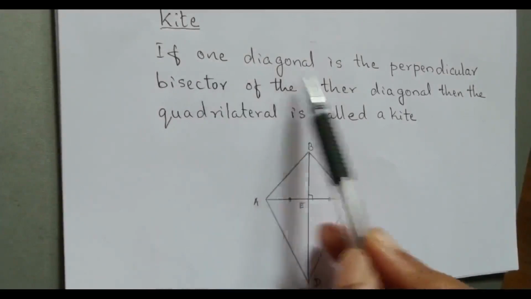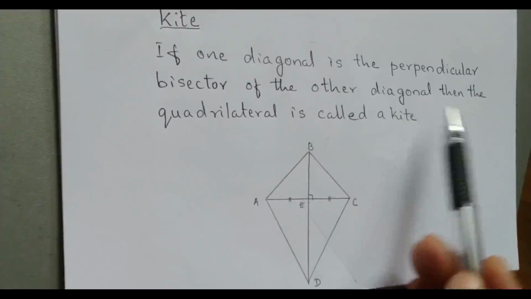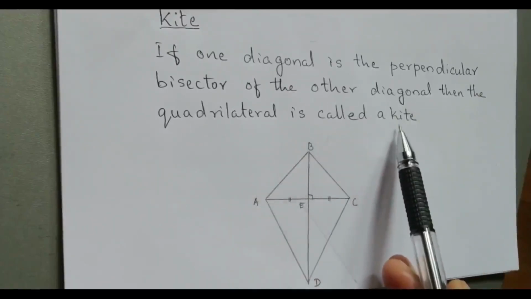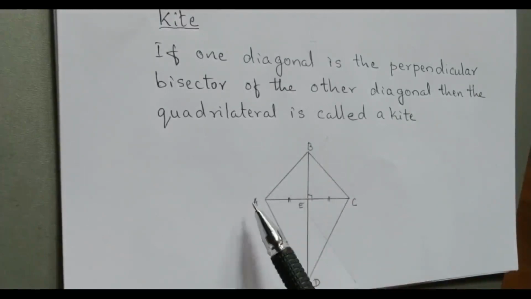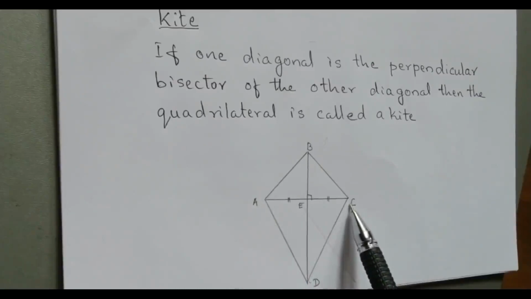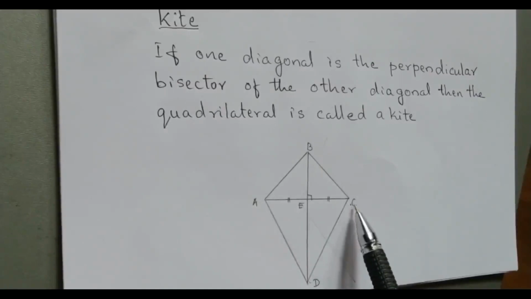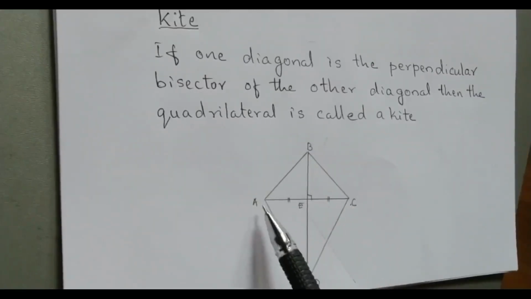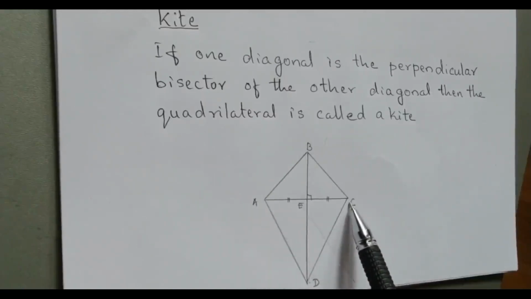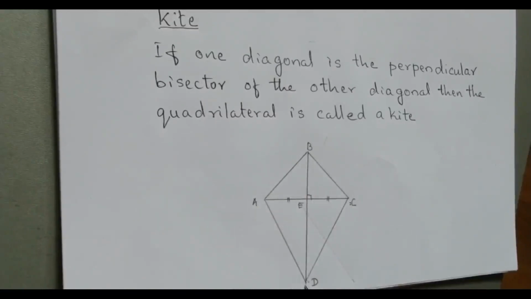If one diagonal is the perpendicular bisector of the other diagonal, then the quadrilateral is called a kite. Quadrilateral ABCD is a kite if the diagonal BD bisects the diagonal AC. Now here we see that the segment AE is congruent to EC, or diagonal BD is the perpendicular bisector of AC. Then quadrilateral ABCD is called a kite.